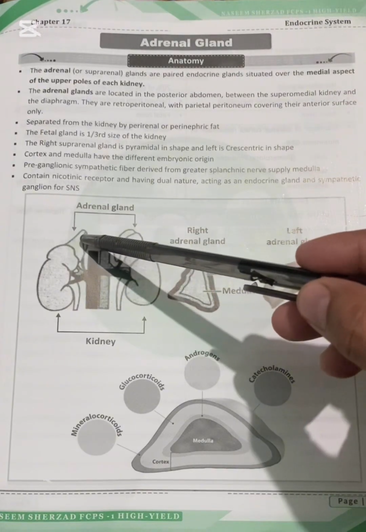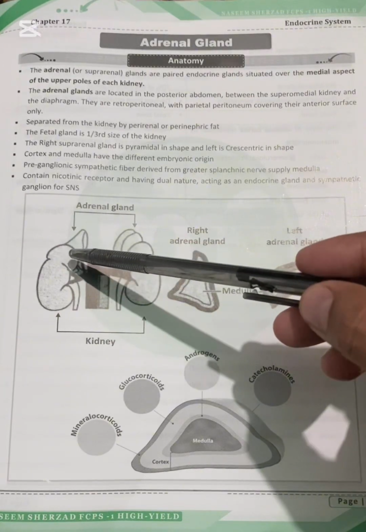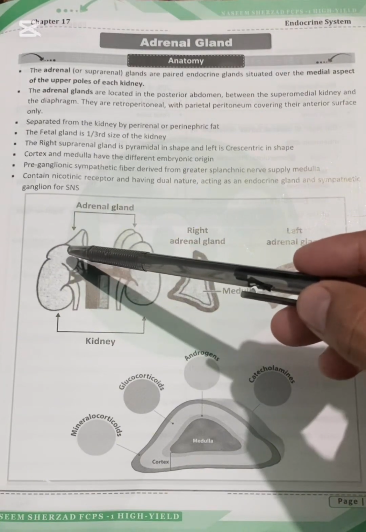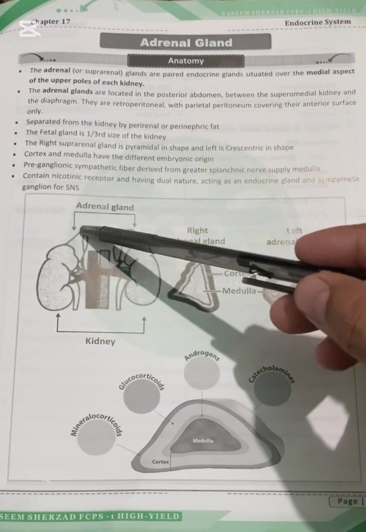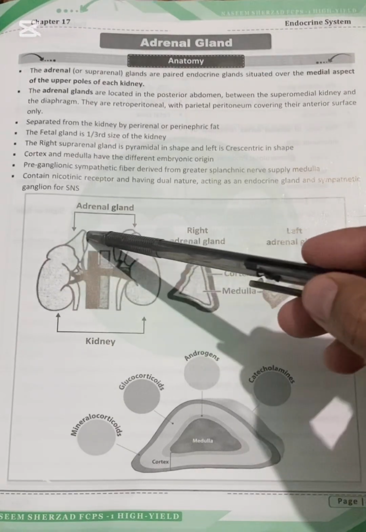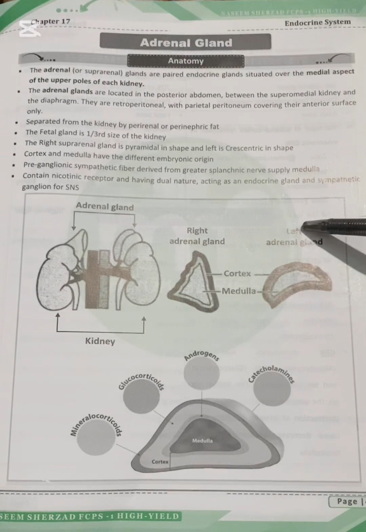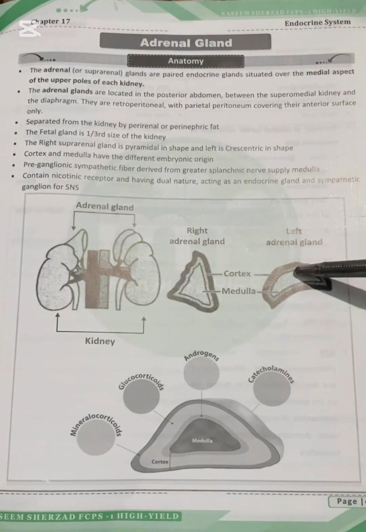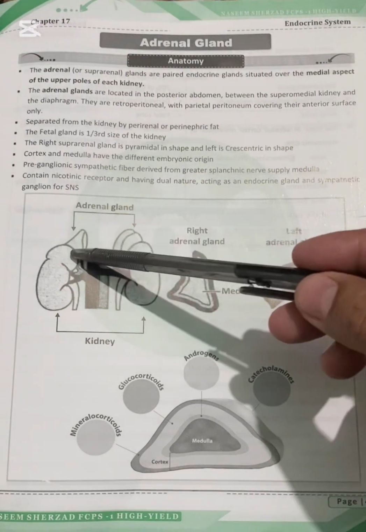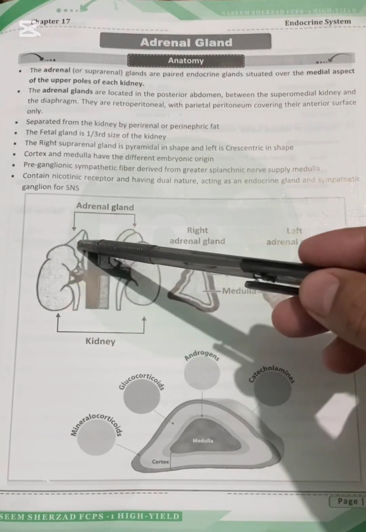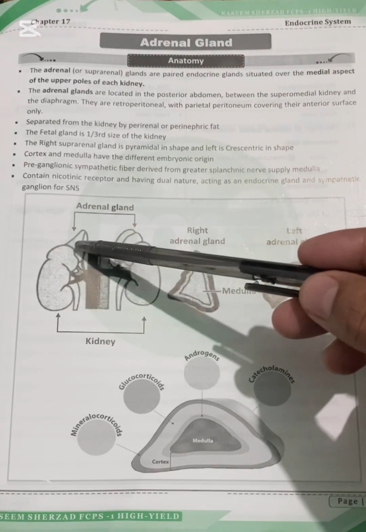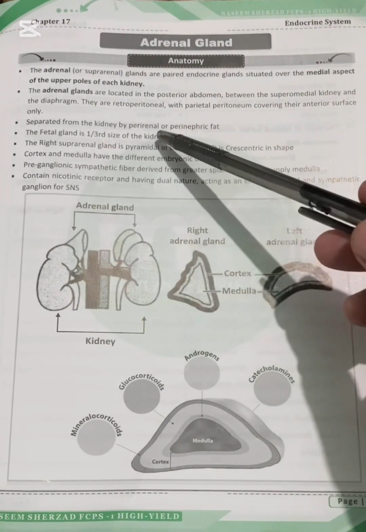There is only the presence of fat between the adrenal gland, which we also call the suprarenal gland. Supra means above, so it's above the kidney. That's why we also call it the suprarenal gland, so don't confuse it. Regarding the shape, the right side is pyramidal in shape, but the left side is crescentic in shape. The adrenal gland of the fetus is one third the size of the kidney.